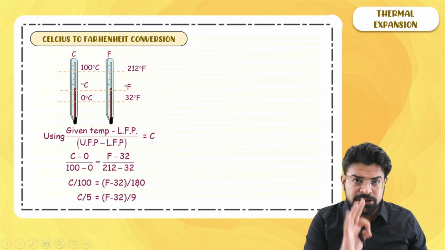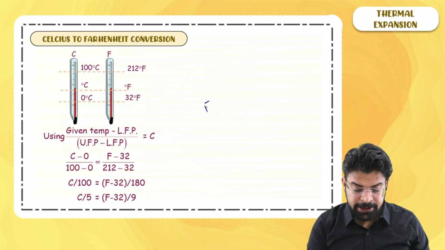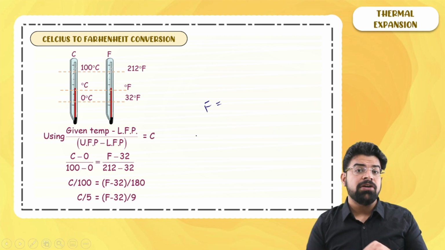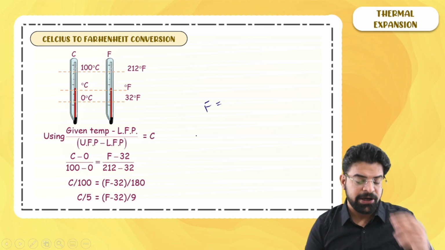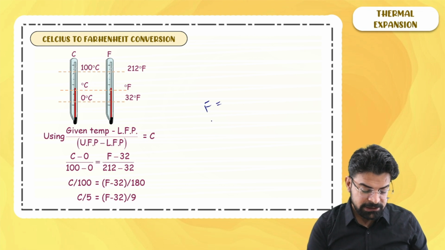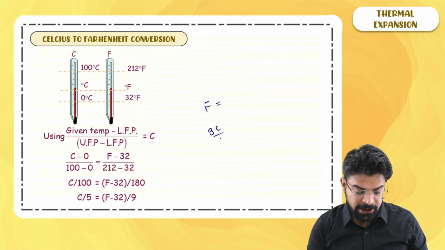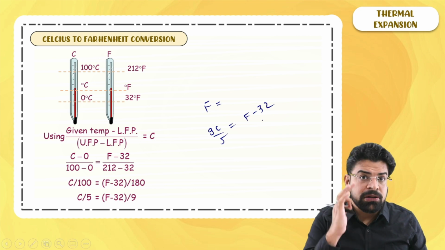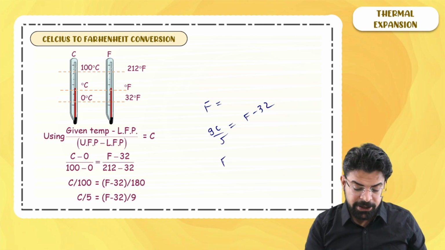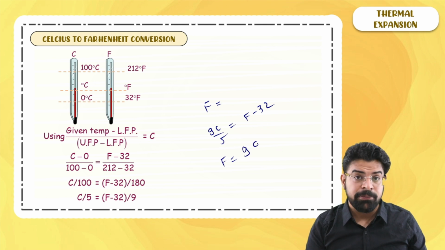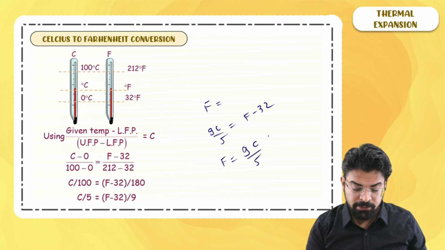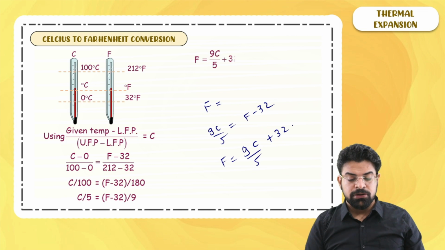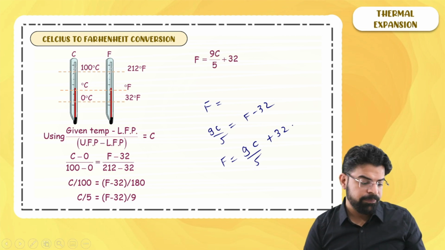Now if you wish to write the temperature in Fahrenheit as a function of temperature in degree centigrade, what to do? Multiply this 9 up. So you'll write 9C by 5 equals F minus 32. Or the temperature on the Fahrenheit scale will be equal to 9 times the temperature on the centigrade scale by 5 plus 32. So this is how you write temperature conversion.